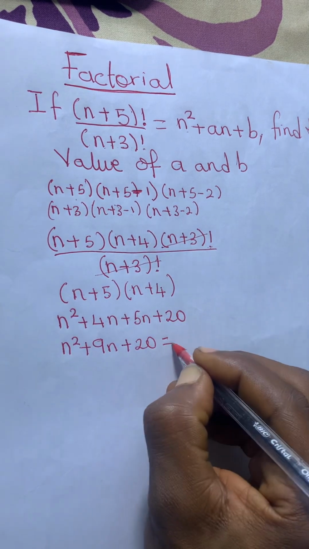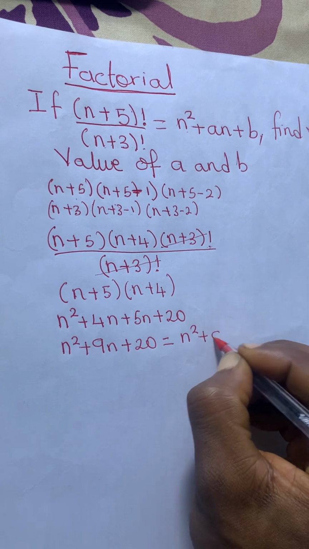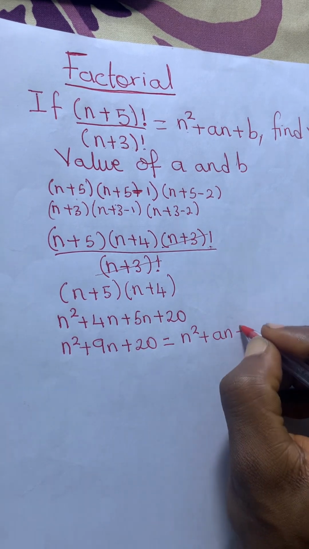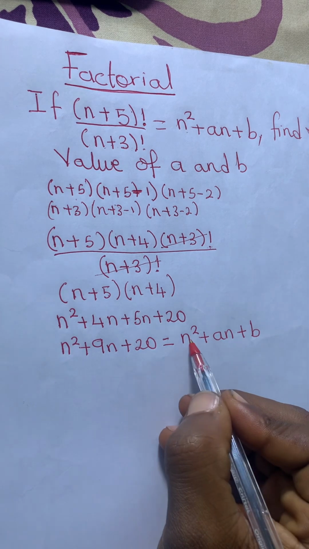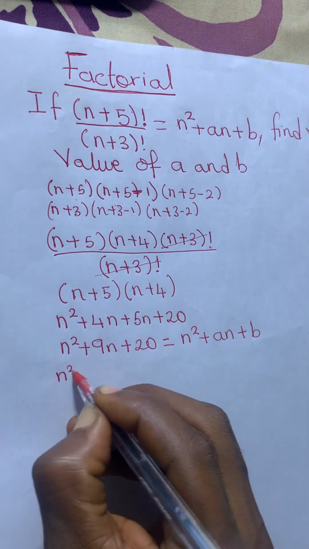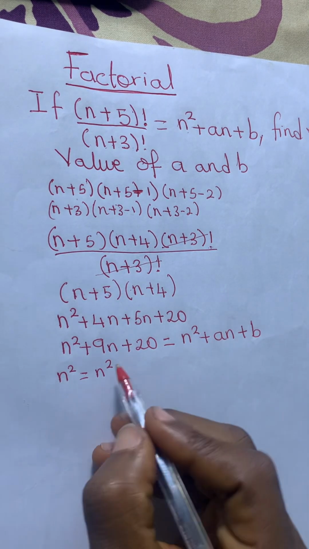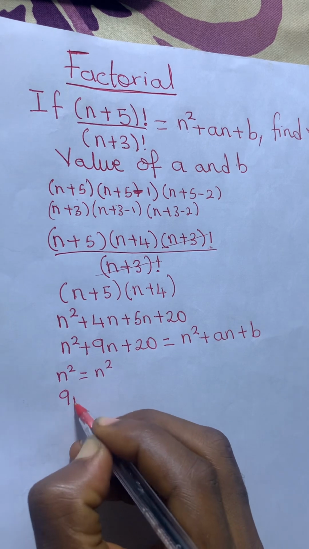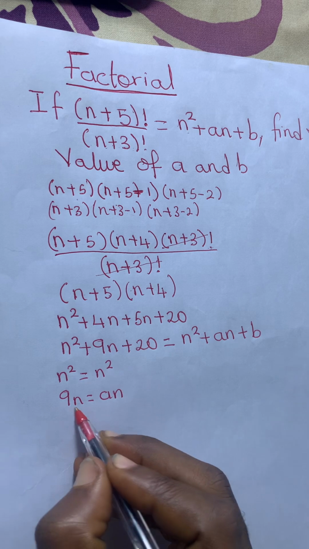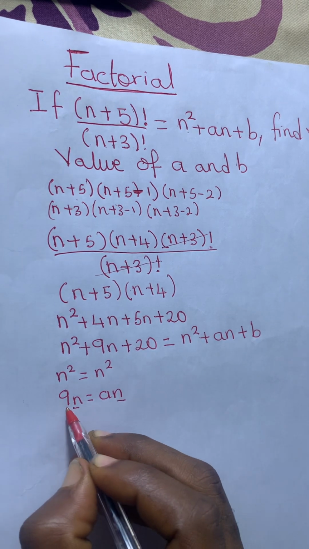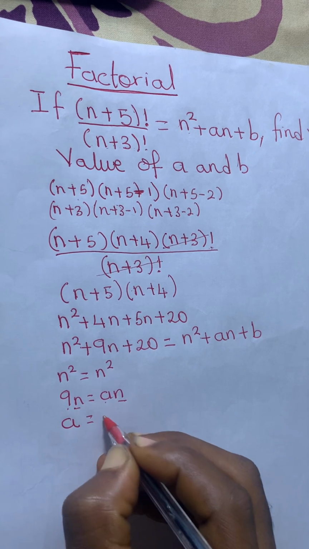So now let's equate it to what we were given. n squared plus an plus b. Now we can compare. So we can say our n squared here is equal to n squared. Then we'll say that here our 9n is equal to an. So these are n. And when you check the coefficient, here is 9 and here is a, which means that the value of a is equal to 9.